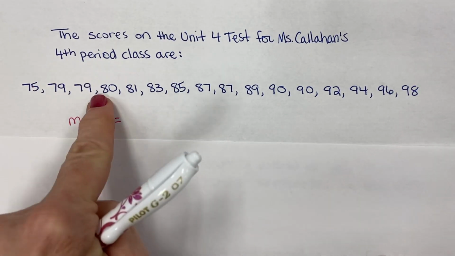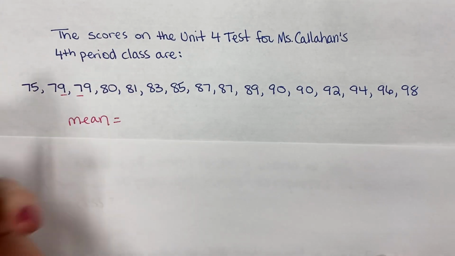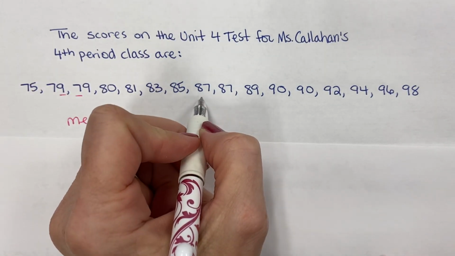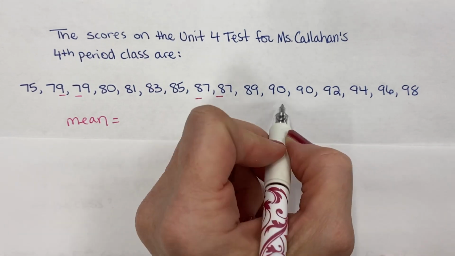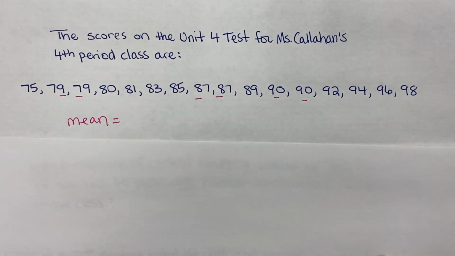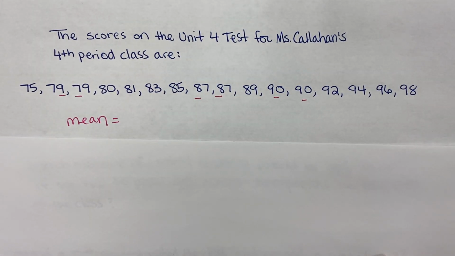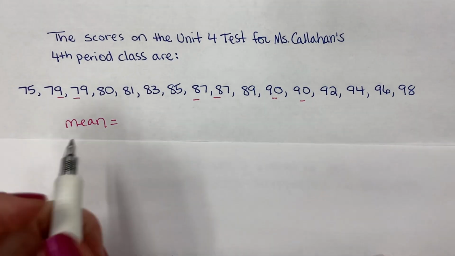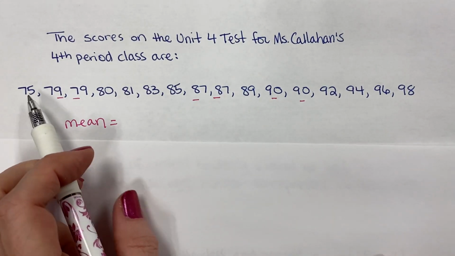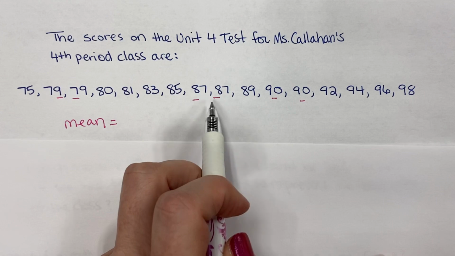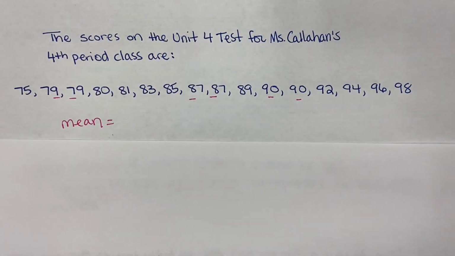If you did mode, you have two 79s, you have two 87s, and you have two 90s. So you have 3 modes. Which one would you choose? That would be weird. So I definitely wouldn't use the mode to give us one number for the test scores. Mean might be nice though. So let's go ahead and find our mean.